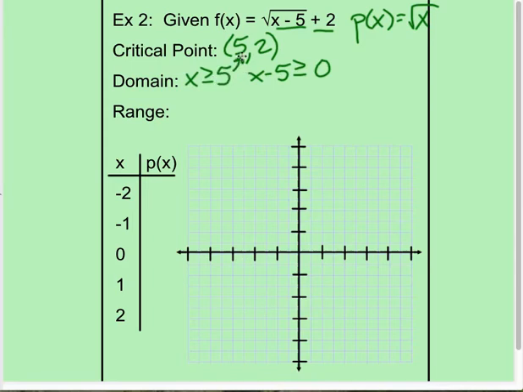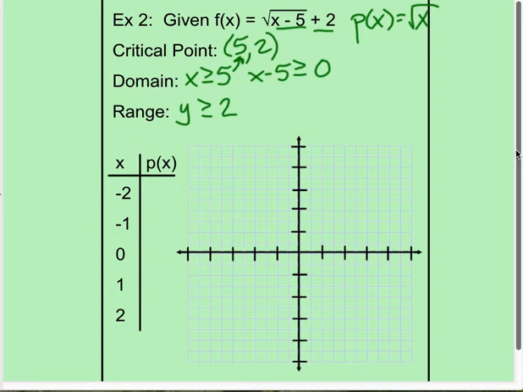Notice that is the x value of your critical point. The range you get from the y value of your critical point. Because there were no reflections, it's going to be y is greater than or equal to 2. And we will see reflections later on in this section, and we'll figure out how to find our domain and range when we have reflections.